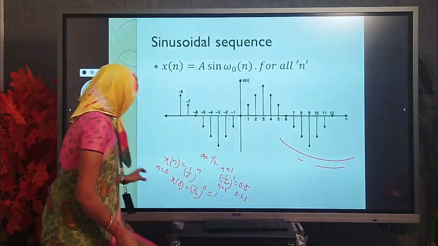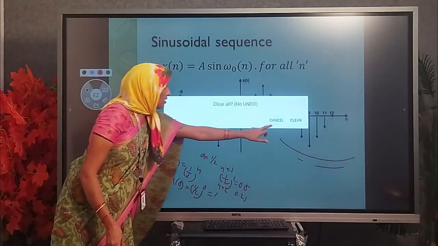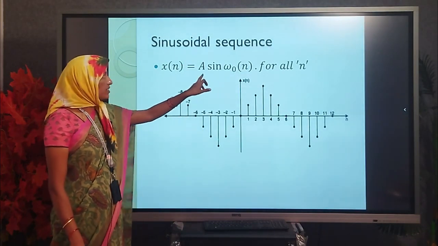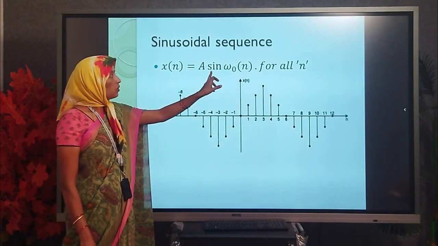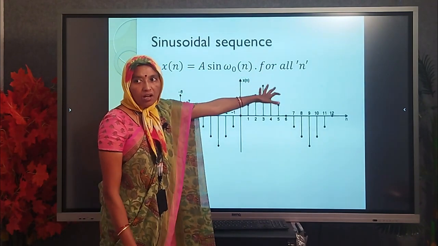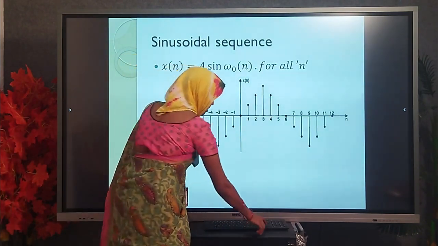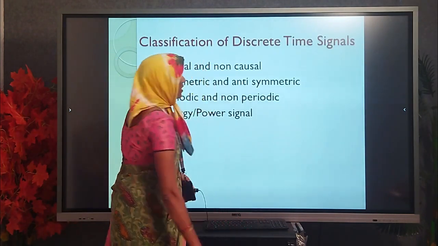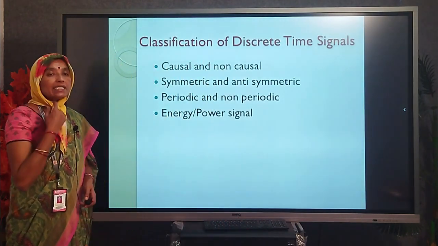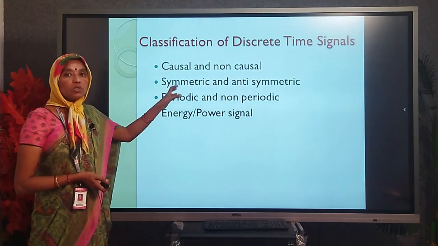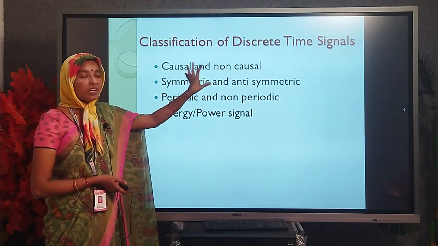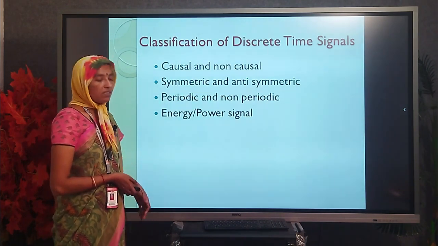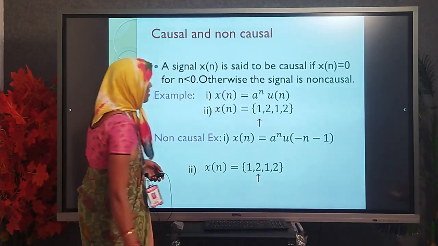And let us see about the next one, the sinusoidal signal. A sinusoidal signal is represented with x of n equal to A sin omega naught n for all values of n. And let us see about the classification of discrete time signals. Discrete time signals can be classified into causal and non-causal, periodic and non-periodic, symmetric and anti-symmetric, energy or power signals. Let us see them one by one with examples.